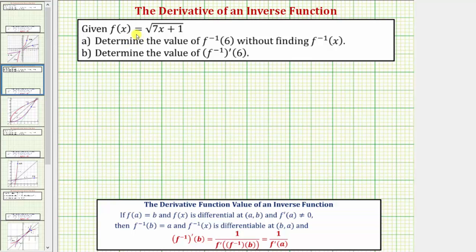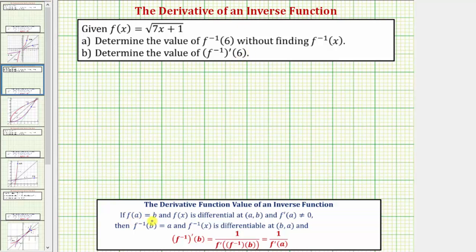Here we're given f of x equals the square root of the quantity 7x plus 1. For part A, we're asked to determine the value of f inverse of 6 without finding f inverse of x. And then for part B, we're asked to determine the value of the derivative of f inverse at x equals 6. Let's first review our notes.